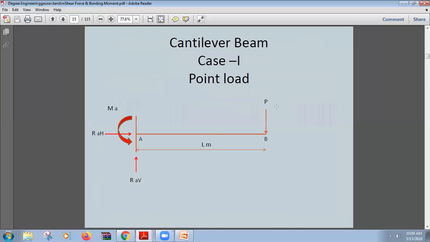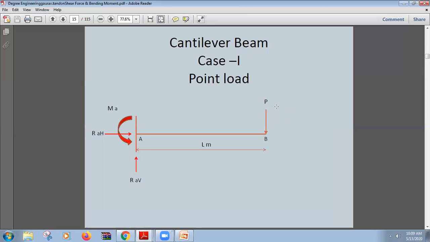Okay. Now, we'll study the first beam. We talked about the types of beams that we have studied, and at the same time we studied the types of loading. So a cantilever beam, as I told, is a beam that is supported only at one end. The other end is free.